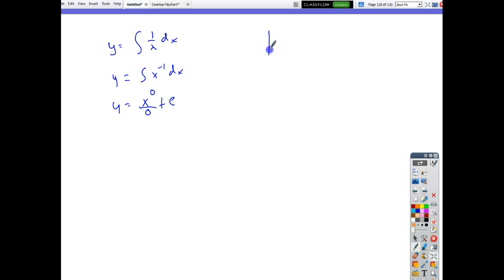What does 1 over x look like? Hey, ladies, have that discussion some other time. It's awesome.